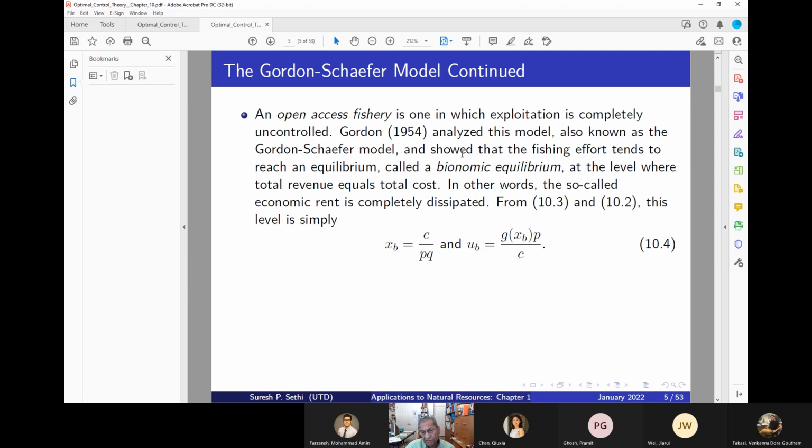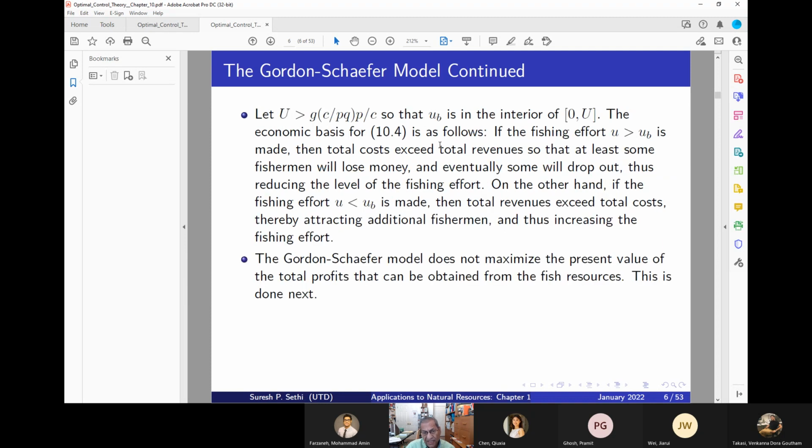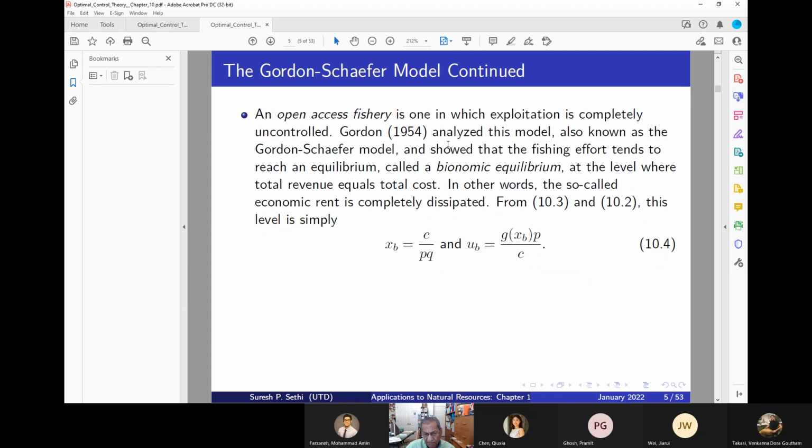And the idea is very simple. If there's an economic rent, then another fisherman will come to make money until the rent dissipates. If there are too many people fishing, where the rent is negative, then some people will leave because they are not making any money. And in the end, it will result in bionomic equilibrium. So the equilibrium is a stable equilibrium. If it deviates, it will go back to it.